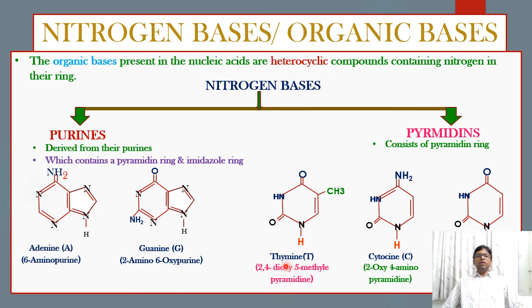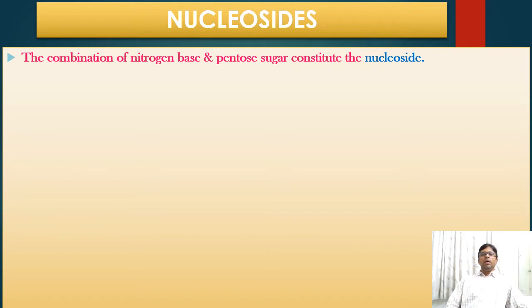Thymine always pairs with adenine, as I said earlier, with 2 hydrogen bonds. Cytosine always pairs with guanine with 3 hydrogen bonds. And this uracil is present in RNA. This is not found in DNA. These are the 3 different types of pyrimidines. Now we are going to discuss the nucleosides.